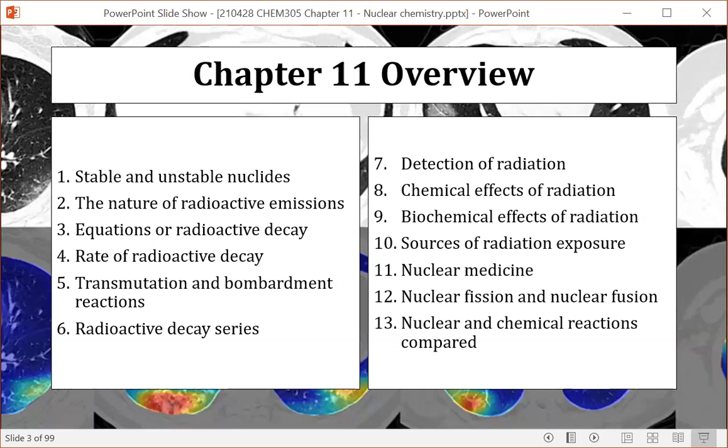So here's what we're going to talk about. We'll talk about stable and unstable nuclides, the nature of radioactive emissions, equations for radioactive decay, the rates of radioactive decay and half-life, transmutation and bombardment reactions, the radioactive decay series, and that's kind of the first half of the chapter. In the second half, we'll talk about the detection of radiation, the chemical effects of radiation, and then the biochemical effects of radiation, sources of radiation, nuclear medicine, fission and fusion reactions, and nuclear and chemical reactions compared.